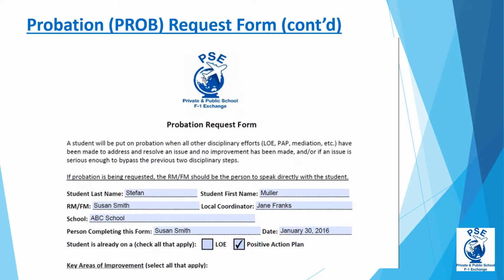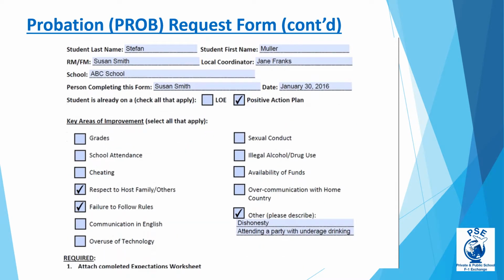The probation request form can be found in the resources section of ZAP. First, you'll need to populate the fields requesting the student's name, regional manager, and local coordinator's names, the school, the name of the person completing the form, and the date. You'll also need to indicate whether the student has already been issued a letter of encouragement and/or positive action plan. In this example, the student has already been issued a positive action plan, or PAP. Then, select any areas that need improvement.